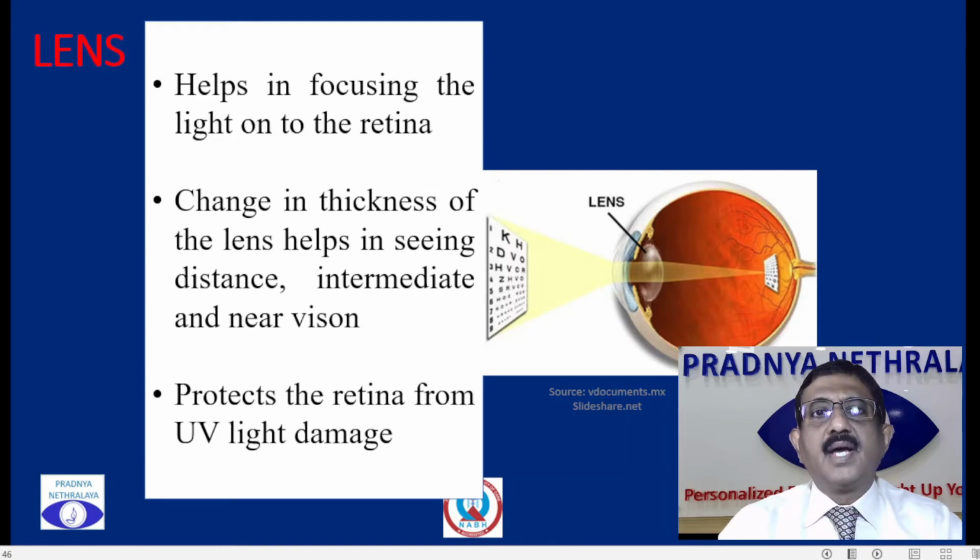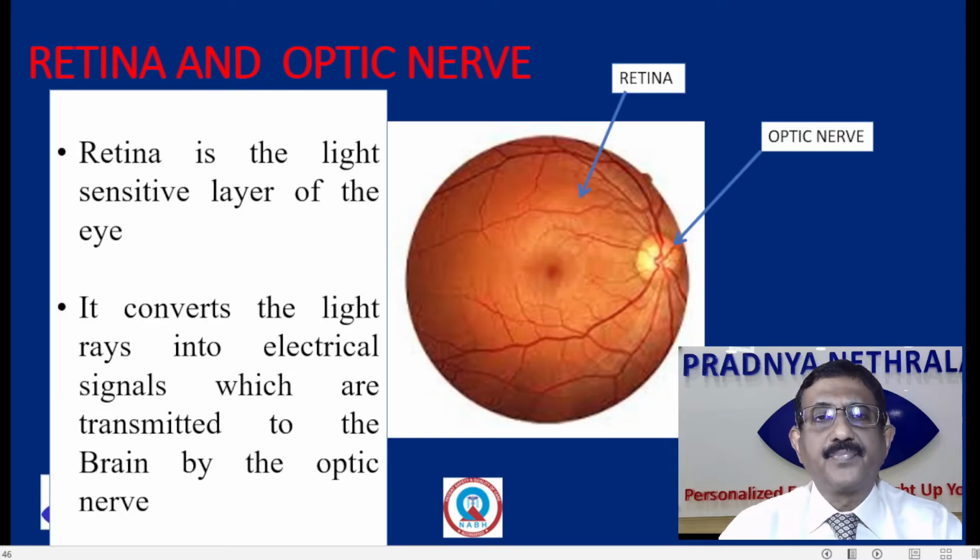The lens helps in focusing the light onto the retina. It changes its thickness, which helps in seeing distant, far objects, near objects, or intermediate objects. It also protects the retina from the harmful ultraviolet radiations.